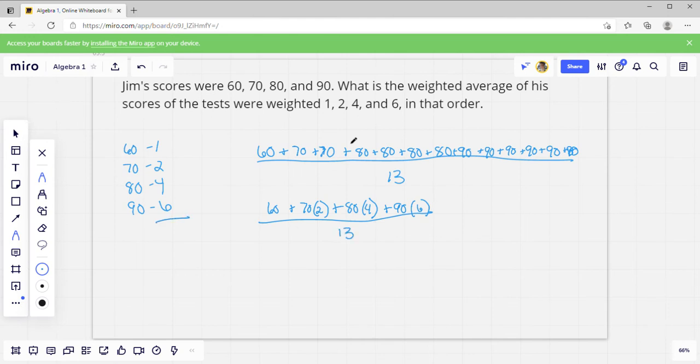And to get 13, you just add up all of this. So 6 and 4 would be 10, 11, 12, 13 numbers, equals 1060 divided by 13, and that's going to be 81.54. And you can use a calculator to figure those up.